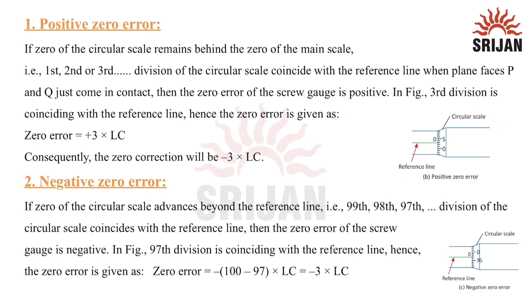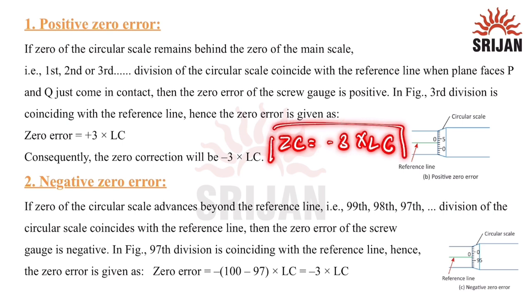In this particular condition, the first, second or the third division of the circular scale coincides with the reference line when plane face P just touches the plane face Q of the screw. Now the zero error of the screw gauge is positive. As you can see in this figure, the third division of the circular scale is coinciding with the reference line. So we can say the zero error would be plus 3 into least count, or opposite to it, the zero correction would be minus 3 into least count.